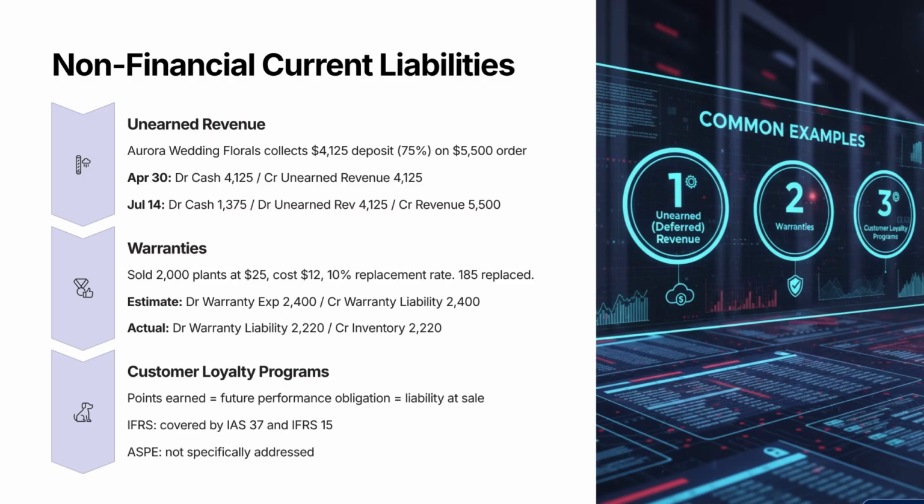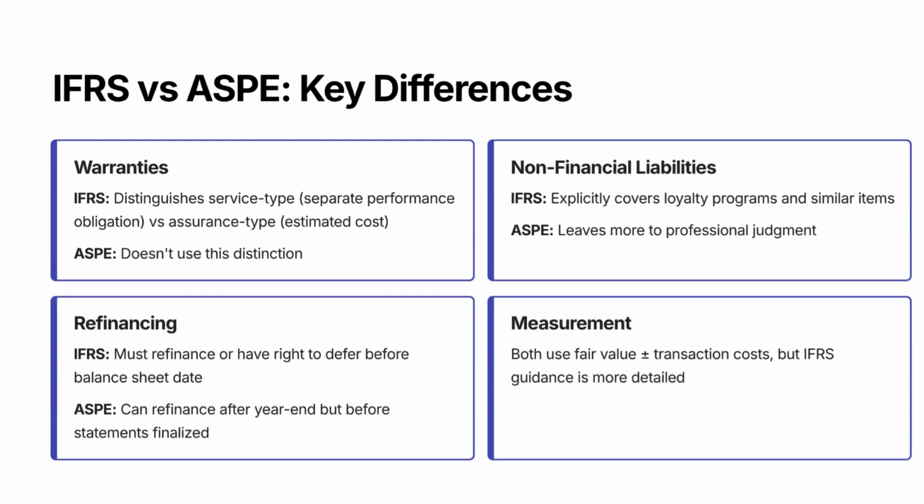Example number 3, customer loyalty programs. When customers earn points for future purchases, that's a future performance obligation, a liability at the time of sale. Under IFRS, these are clearly covered by IAS 37 and IFRS 15. Under ASPE, they're not specifically addressed. Now that you know the journal entries, let's summarize the key differences between IFRS versus ASPE.